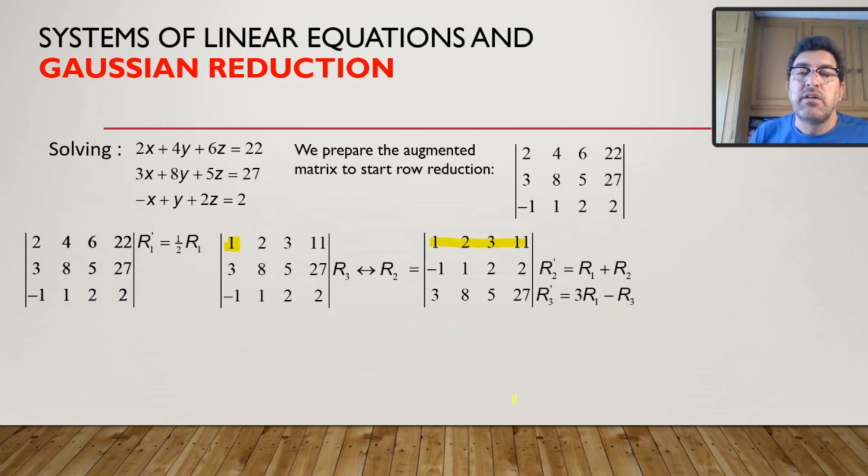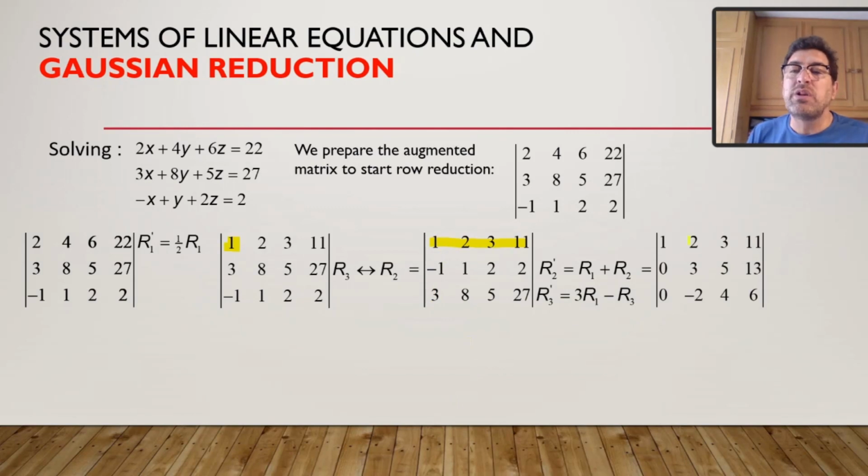If I take row 2, the new row 2 will be row 1 plus row 2. That will give me a naught there, a 3, a 5, and a 13. The new row 3, I said, let's multiply row 1 by 3 and subtract it from the old row 3. So that will become 3 minus 3, which gives us a naught over there. Okay, have we done that? We will get to this matrix over here.